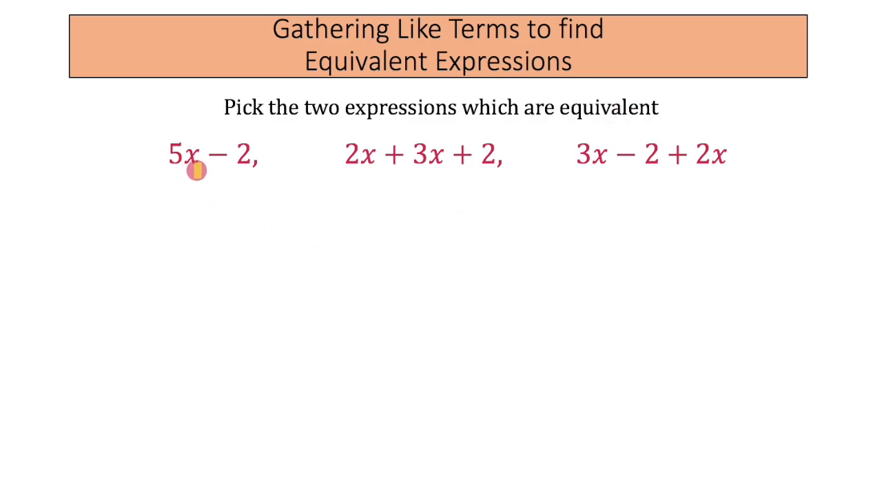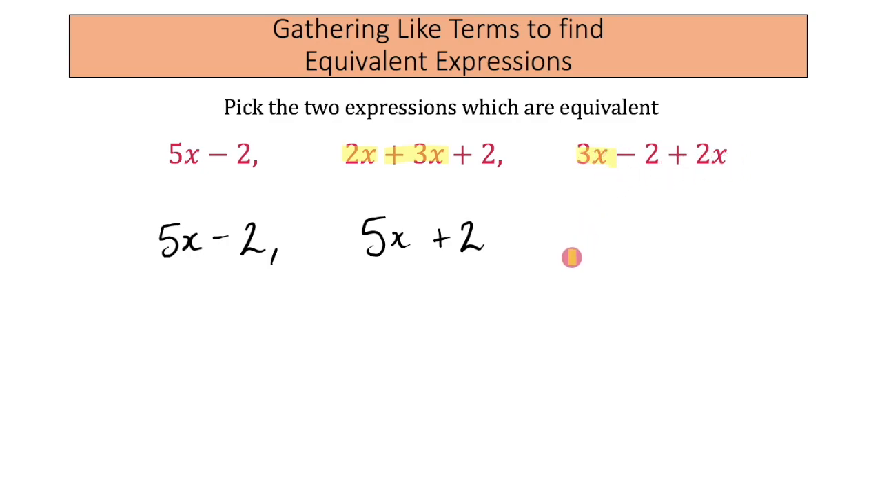So here we have 5x minus 2, 2x plus 3x plus 2. Well, immediately I can see like terms, 2x and plus 3x. I can gather those together. 2 plus 3 is 5, and I've got that x there, and plus 2. And remember over here, let me just write this down as well. And then finally over here we have 3x minus 2 plus 2x.